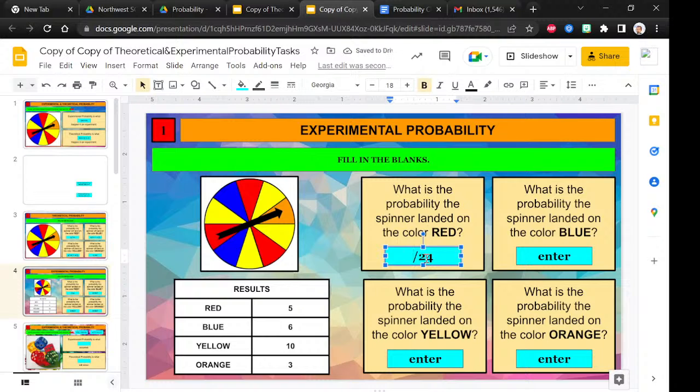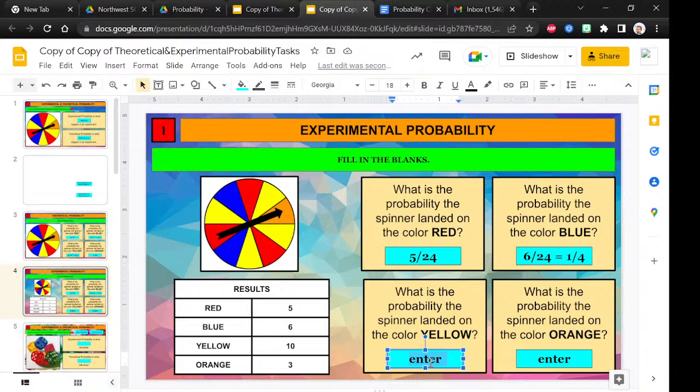So let's look. It says, what's the probability the spinner landed, not will land, but landed on the color red? Well, landed on the color red, that's 5 out of 24. Over here, we've got, what's the probability that the spinner landed on blue? Well, that's 6 out of 24. Now, 6 out of 24 is also known as 1/4.